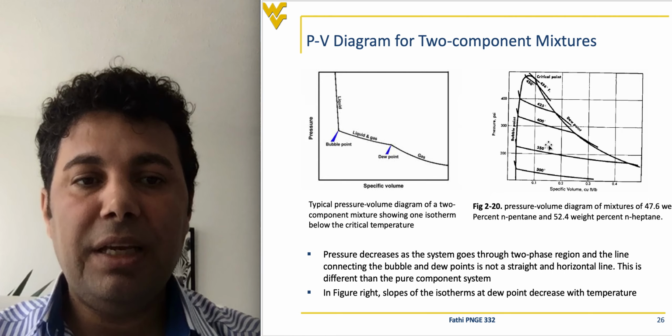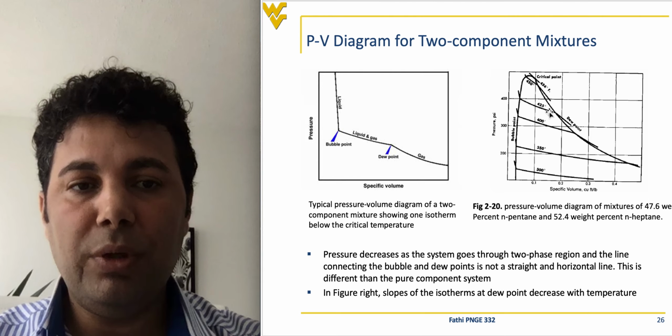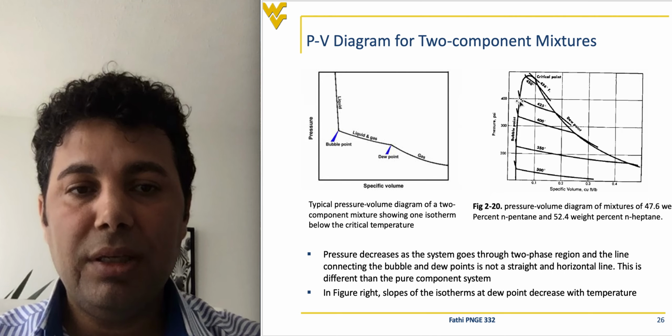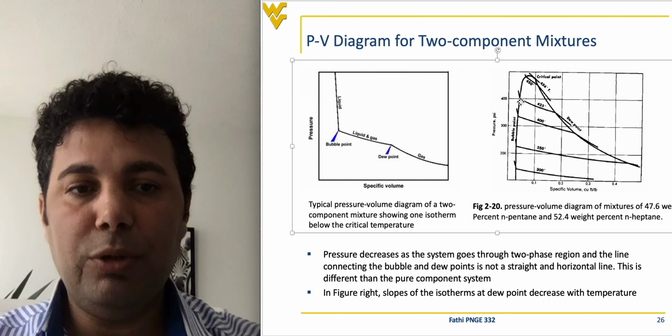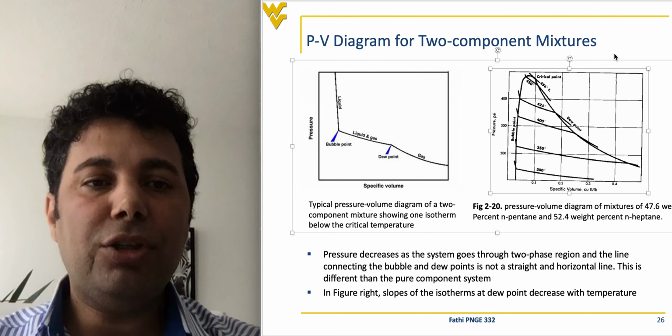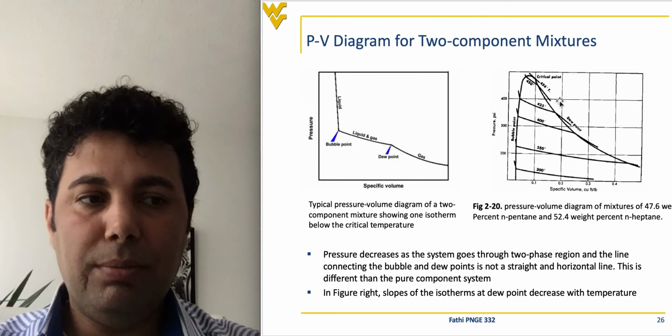So the difference is in the case of a mixture of two components, these lines are not parallel to the horizontal line, which means the bubble point is different than the dew point is different than the vapor pressure. However, in the case of pure components, these lines were parallel to the horizontal line, which means the bubble point was equal to the dew point equal to the vapor pressure line. So this is the major difference between the mixture of two components and the single component.